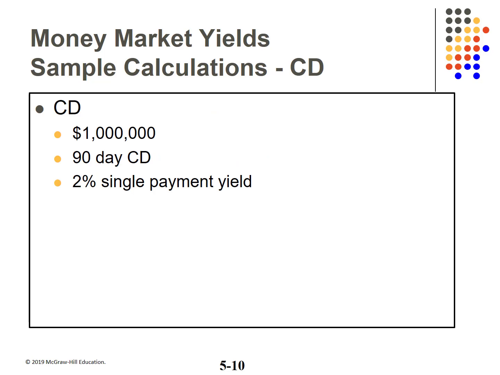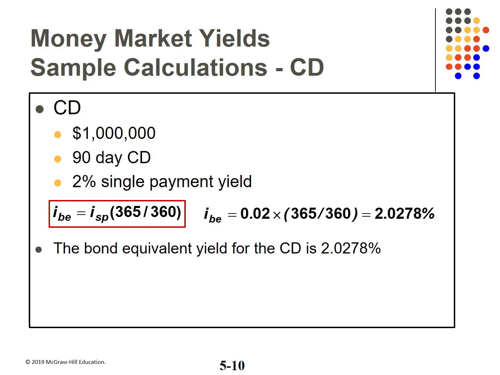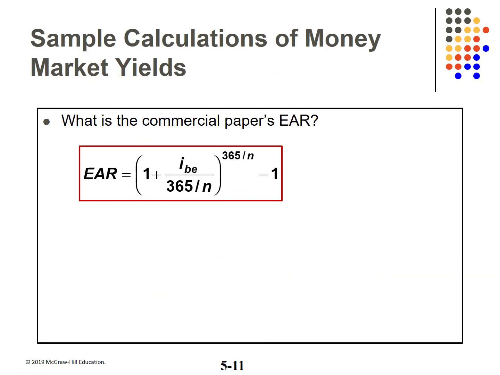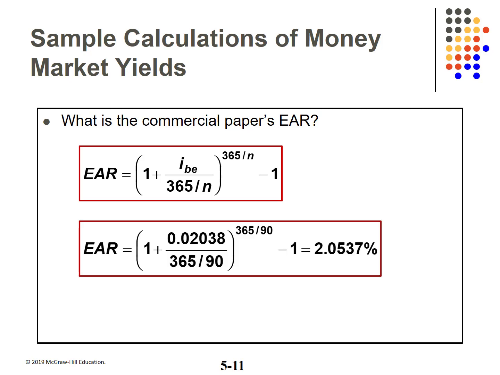For the CD, we need to use the single payment yield formula. We can convert directly to the bond equivalent yield, 2.0278. Commercial paper has the better yield, 2.038. So what's the EAR for the commercial paper? Using the formula, we find an EAR of 2.0537.